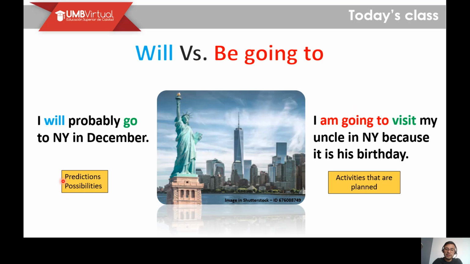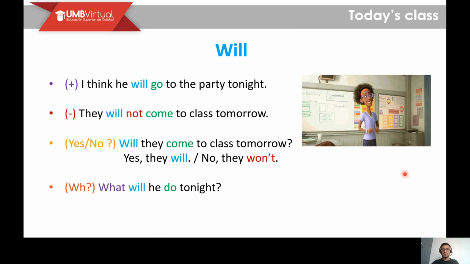Now, let's see. We have will to talk about predictions and possibilities. This means that you are kind of guessing about something in the future. And in here, with be going to, we are using it to talk about activities that are previously planned. You have at least thought about this activity. For example, I am going to buy a car. You know when? Probably the next year. Yeah, probably you know which car. Probably you know how much you are going to spend on that. Yeah, but it's a kind of planned, a plan.